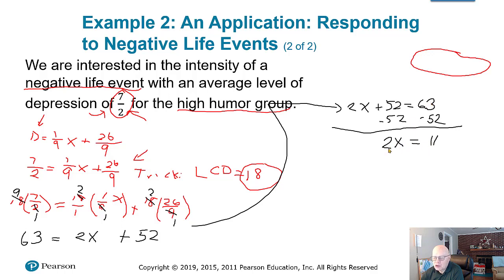How do I get rid of the 2? Divide by 2. So I have 2x divided by 2. And for it to be equal, I have to do the same thing to the other side.